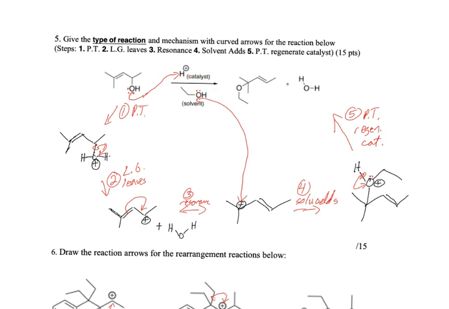So H falls off, make sure the electrons go the right direction, right? Which direction do the electrons go? They go towards the oxygen, right? The hydrogen never takes electrons, right? Oxygen gets those electrons back, and that gets us to our final product.